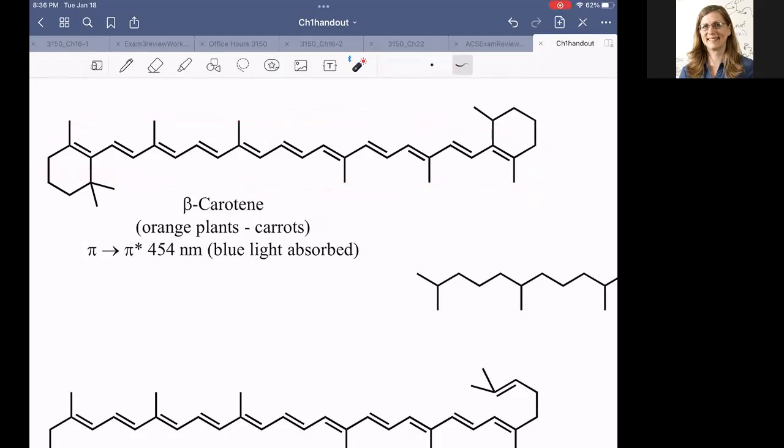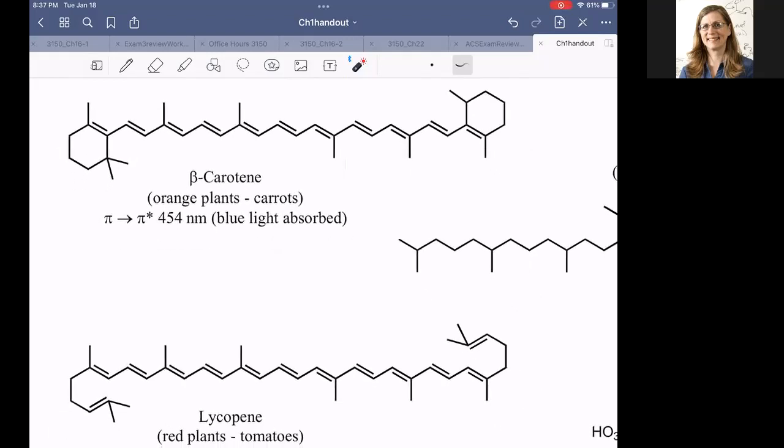The energy required for that pi to pi star transition corresponds to 454 nanometers, which is blue light. So if you shine visible light onto a carrot, that blue light gets absorbed. How does the carrot appear to the eye in visible light? It appears orange. You see the opposite color because those are the colors that are being reflected. If the blue light's being absorbed, the object appears orange. So that is what beta carotene looks like.